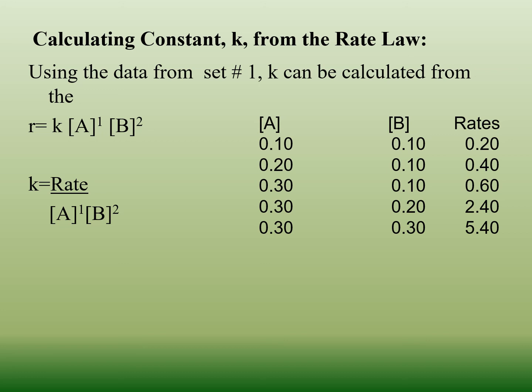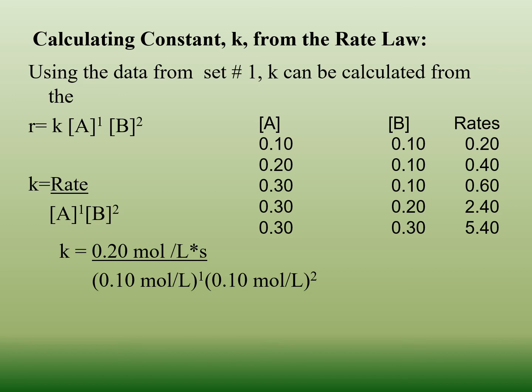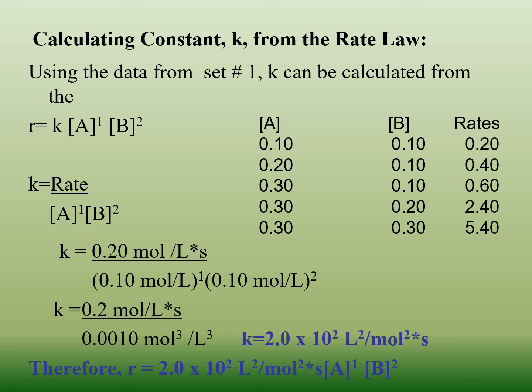When we rearrange the formula to solve for K, we get K equals rate divided by the concentration of A to the power of 1 times the concentration of B squared. When we put in the data from experiment 1, we get the following. And when we solve, we find that K equals 2.0 times 10 to the 2 liters squared per mole squared per second.